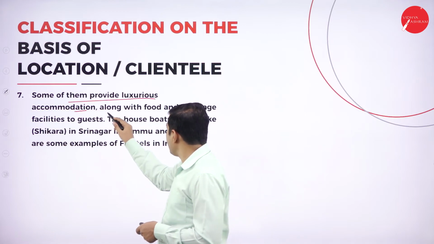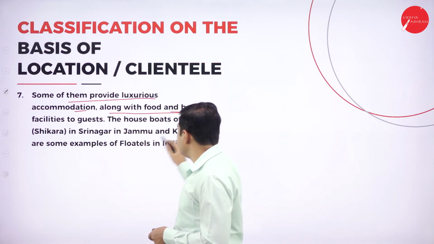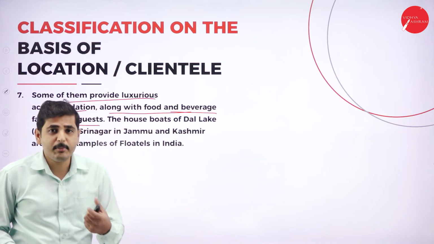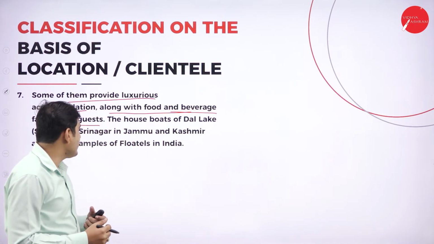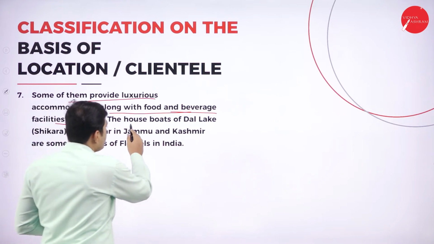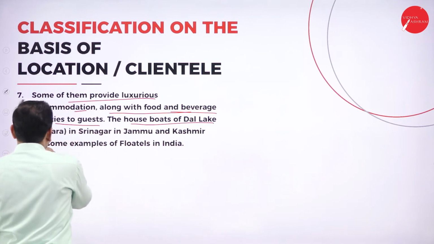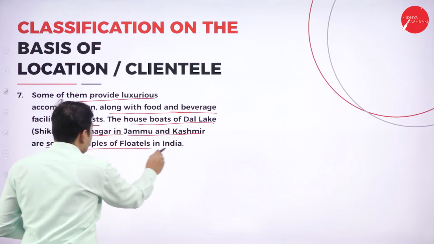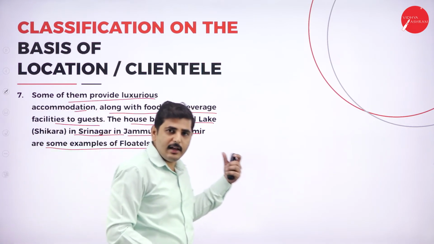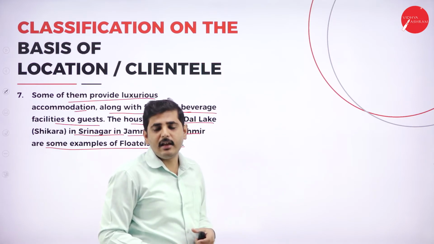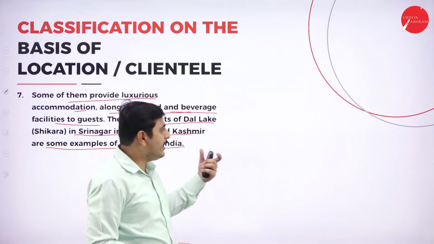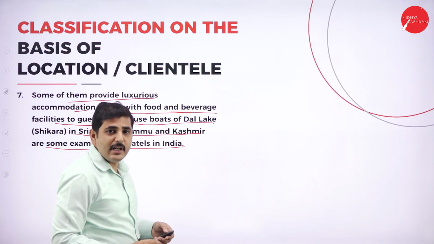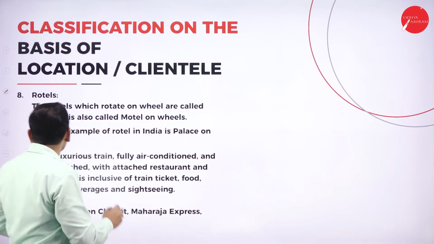Next, along with food and beverage facilities for guests. These floatels provide food and beverages, like the houseboats on Dal Lake in Srinagar, Jammu and Kashmir, which are some examples of floatels in India. Other examples are available in Kerala backwaters or lakes. Next one, rotels.